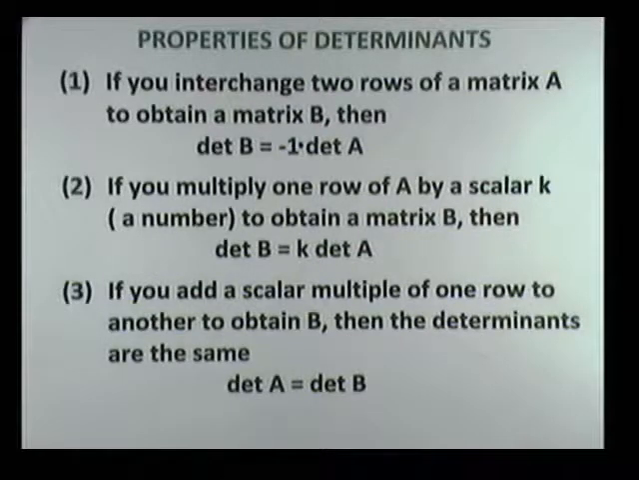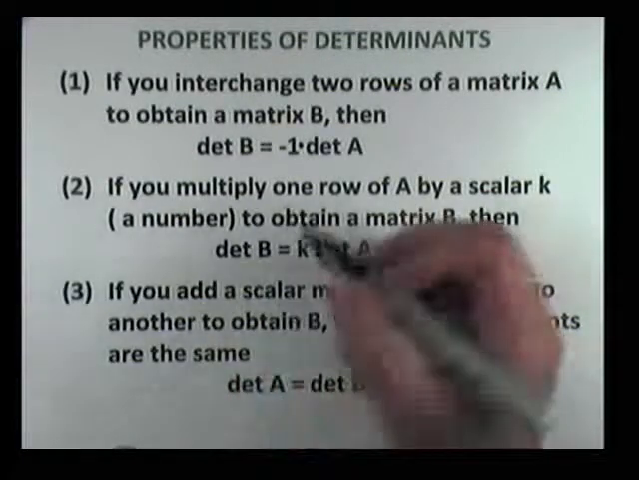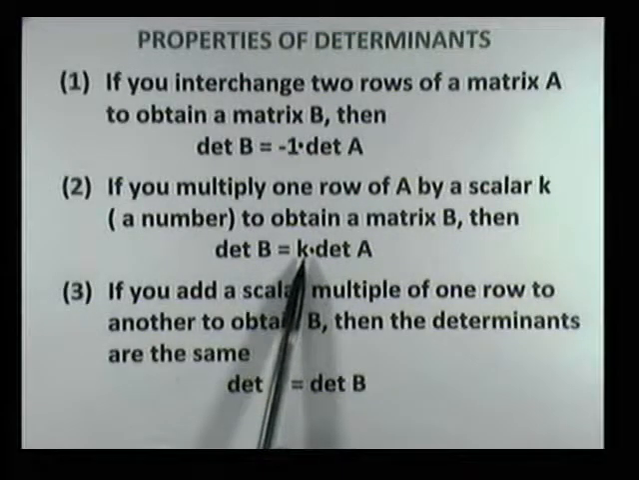If you multiply one row of A by a scalar K, basically by a number, to obtain the matrix B, then the determinant of the new matrix is that number times the determinant of A. Okay? So if you multiply or divide a row by a number, then you need to put the number in front of the determinant.